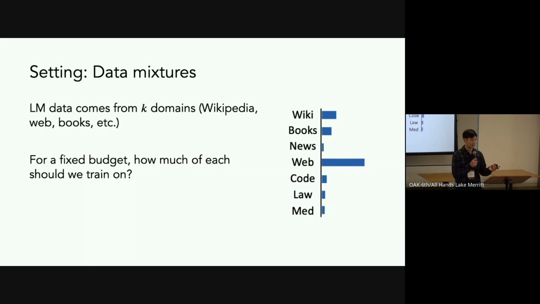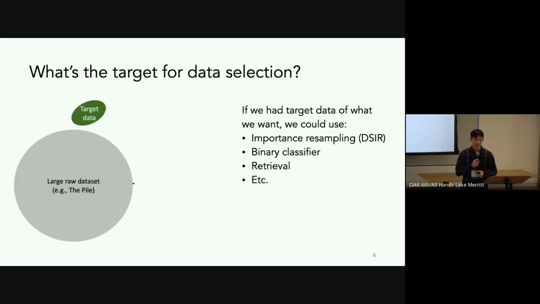The particular setting of this paper is data mixtures. Language model data sets typically come from a number of domains. A domain here means data sources like Wikipedia, web crawls, or books. And the question is, for a fixed training budget, can we decide how much of each domain we should sample to train on and put in our data set? And really the question here is, what's the target for data selection?